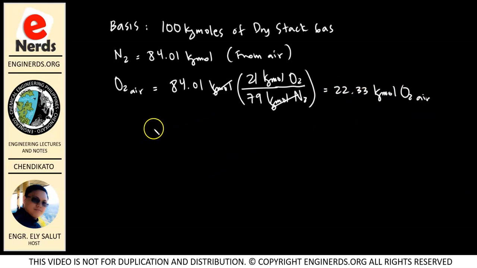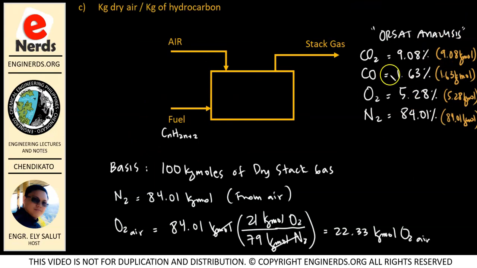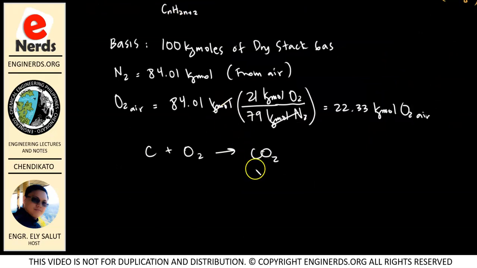Okay, so first let us check our reaction in which some carbon is converted to carbon dioxide. Okay, so we have 1:1 carbon and 1:1 O2. So the amount of CO2 in our Orsat is 9.08. That means the O2 used to convert our carbon to CO2 is also 9.08. Okay? So that is the oxygen we used to convert some carbon into CO2.